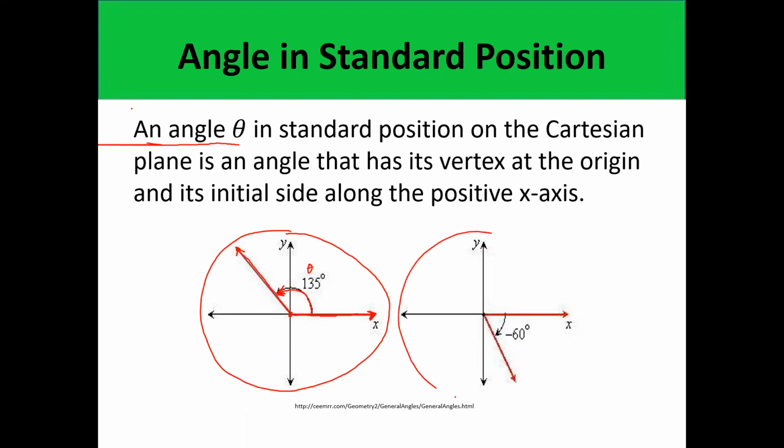Now, the angle on the right side is negative 60 degrees. It is negative because it is measured in the clockwise direction. And this angle is also in standard position because its vertex is at the origin and its initial side is along the positive x-axis.